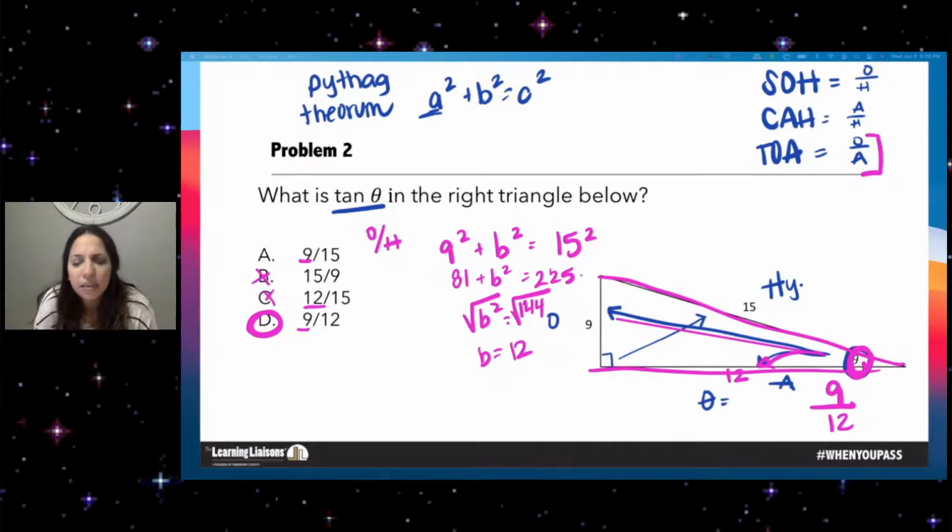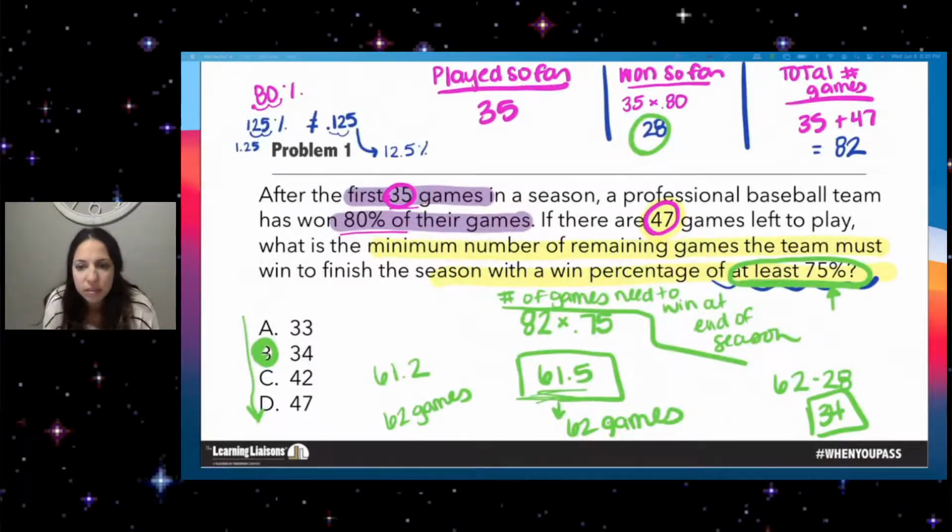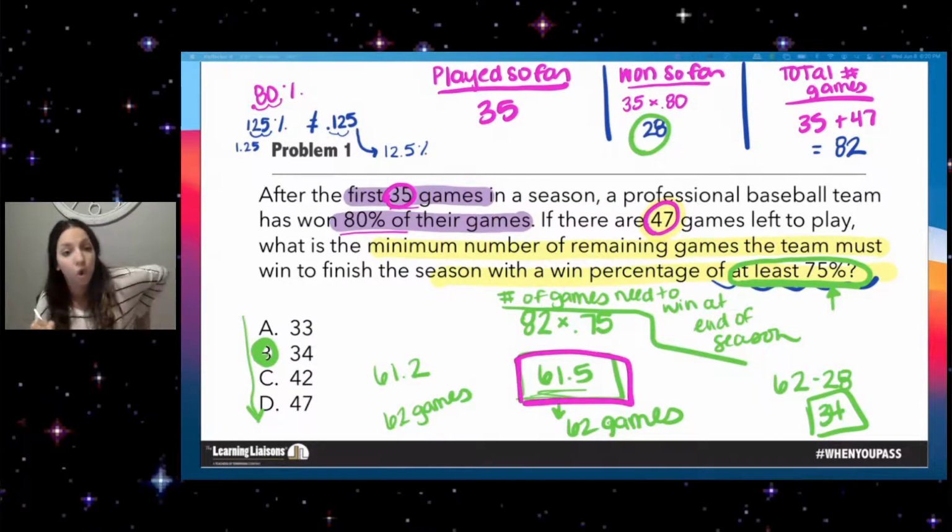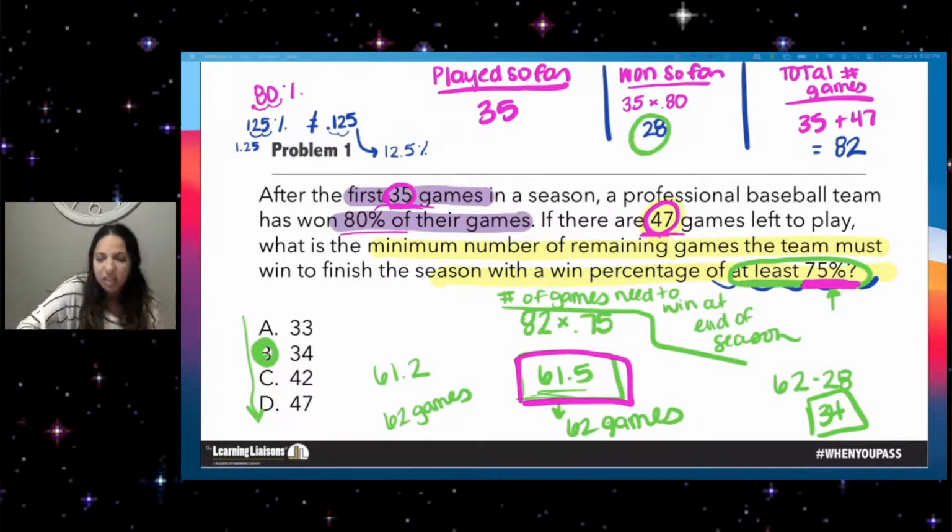All right. So Cheryl, I'm going to answer your question. They need to win 62 games in total, and then you find the difference between what they have already won and the 62. 62 is how many games they have to win total to get a winning percentage of at least 75. I took my 35 and my 47 and added those together to find their total games. Then I multiplied that by 75% just to figure out how many games they needed to win in that entire season. Then I subtracted from that what they've won so far.